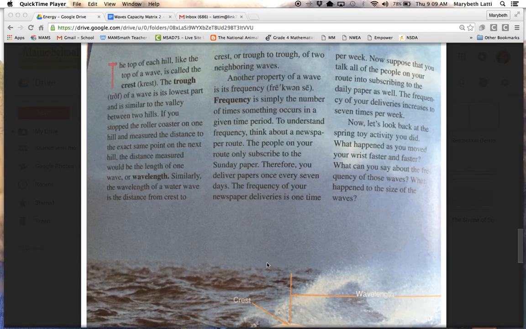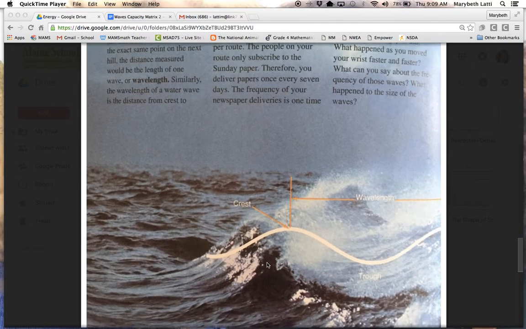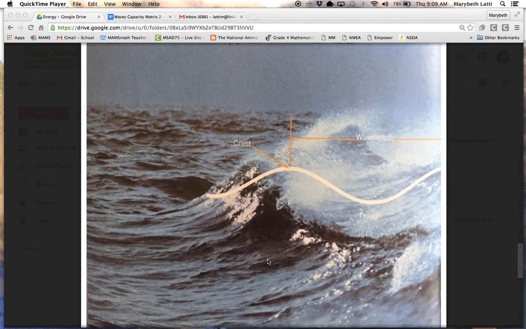Now let's look back at the toy spring activity you did. What happened as you moved your wrist faster and faster? What can you say about the frequency of those waves? What happened to the size of the waves? And here's a picture of an ocean wave showing you the crest and the wavelength.